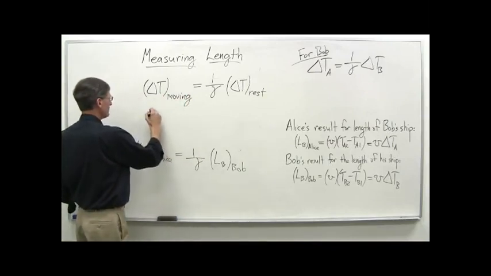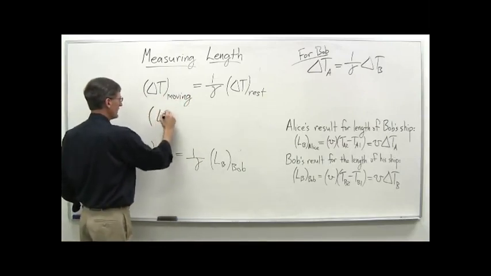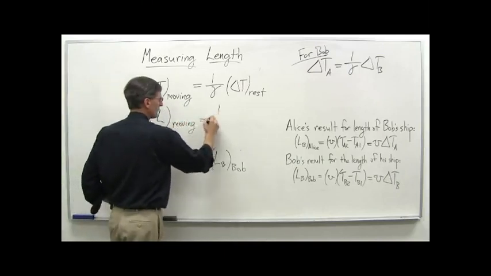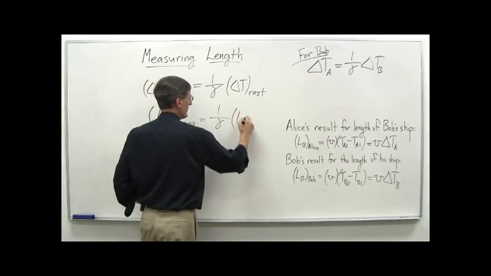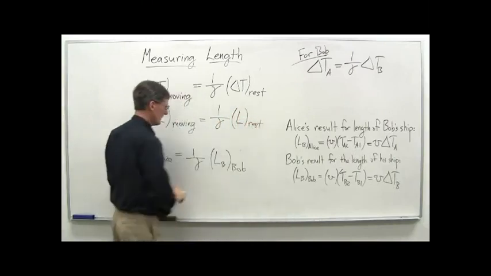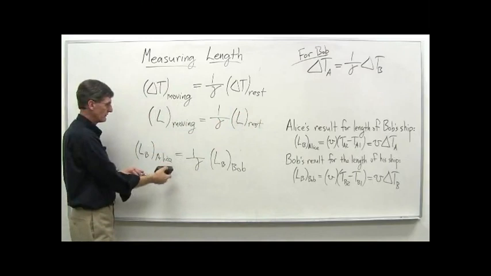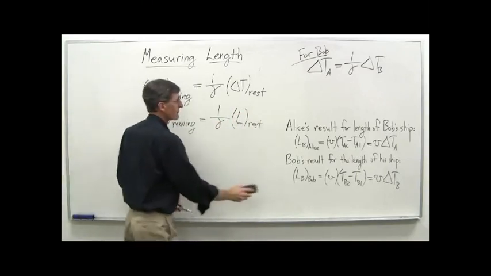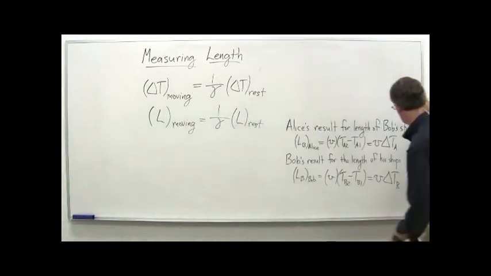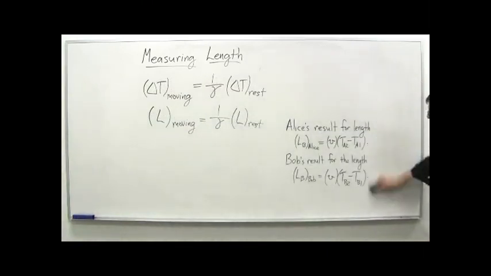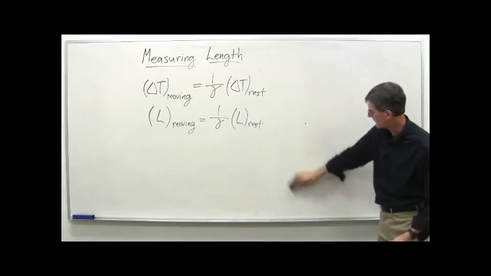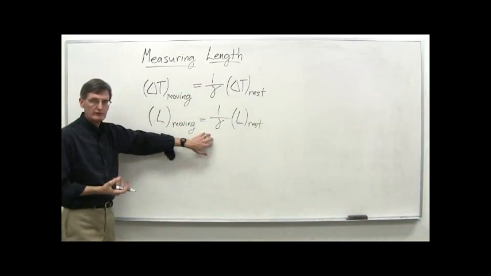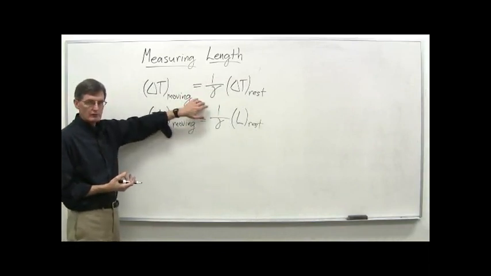And then we'll say L moving equals 1 over gamma L, a length at rest. So we're just transferring this, instead of saying Alice and Bob, we're saying moving and at rest here. So let's get rid of our analysis here, because we have a few more points to make with this. So this is the so-called length contraction equation, and that was the so-called time dilation equation.